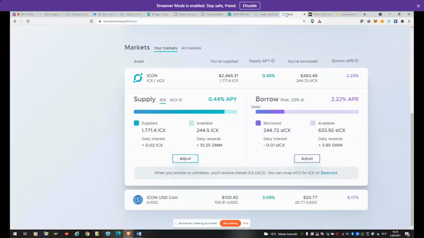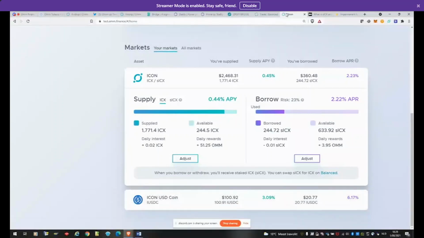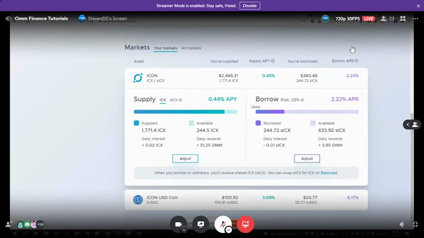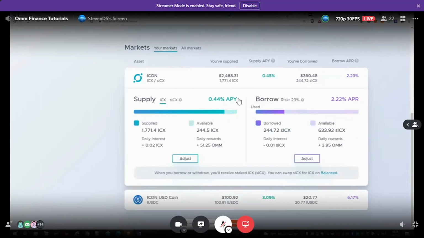Also, one of the questions people are asking is, when do I get my interest? When do I get my staking rewards? When do I get my OMM tokens? All questions are the same. It's done every block. It's not daily, on a fixed time. It's done on a block basis.